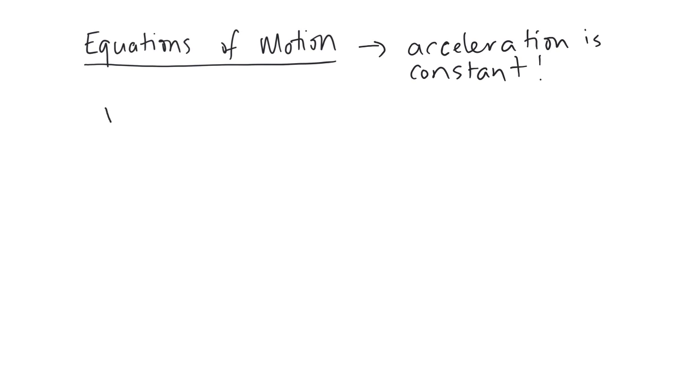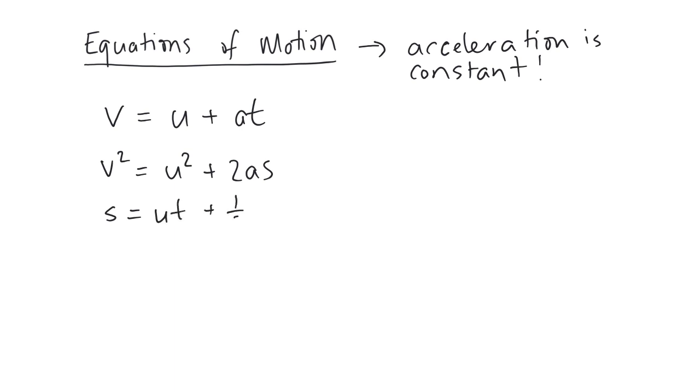So your four equations: v equals u plus at, v squared equals u squared plus 2as, s equals ut plus a half at squared, and s equals a half times u plus v times t.